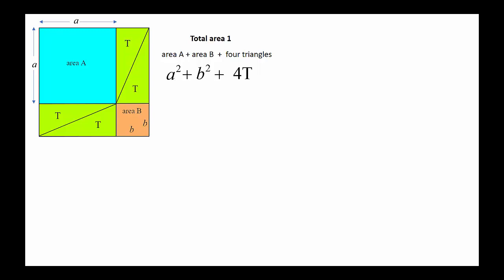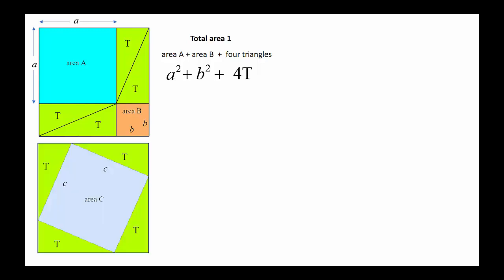Now, we will start with the large square again, but this time we will divide it differently, something like that. Can you see what's happened? We still have our four small green triangles and another square rotated. Not the same size as area A in the first shape, and that's why we've called this one area C rather than area A. But what do we know? Well, we know that the total area has to be the same as the total area of shape 1, because they are the same size.